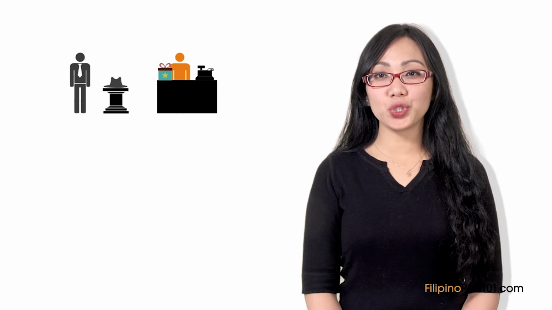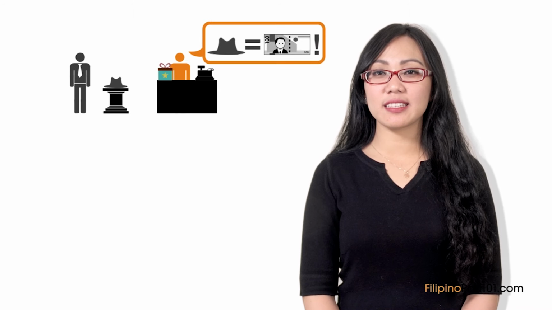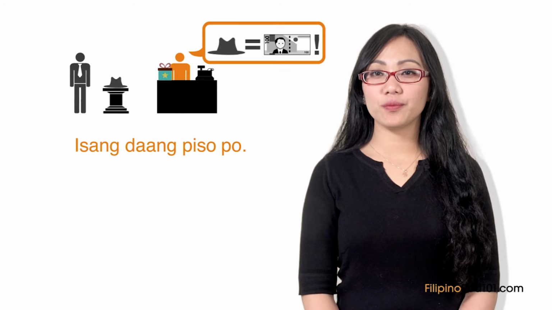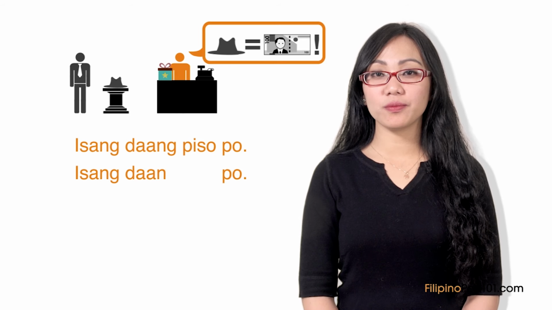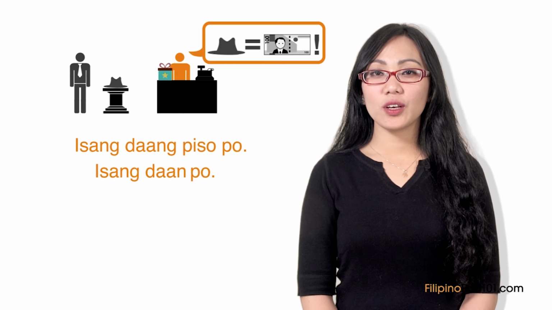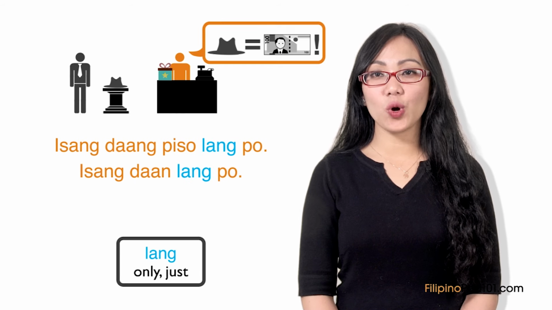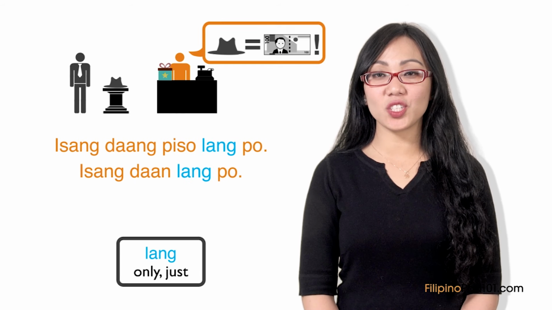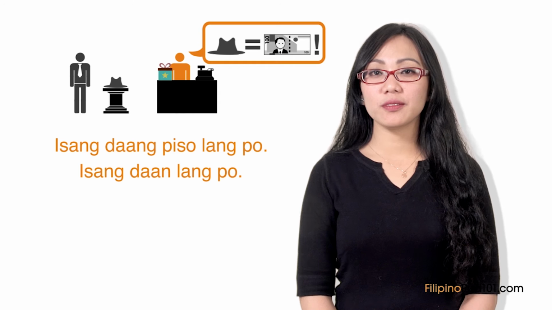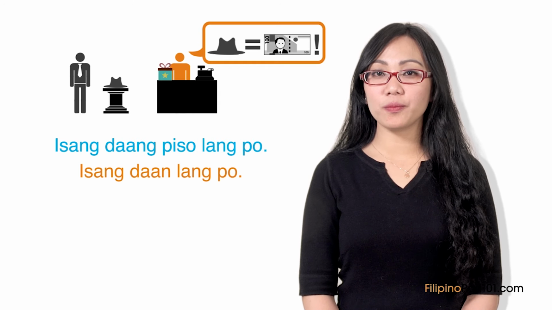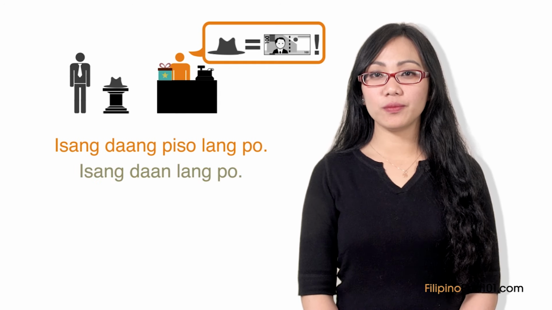The shopkeeper will usually answer by simply saying the price. 100 piso po. Or even the price without the peso. 100 po. You might also hear them use the word lang, meaning only, or just, to imply that the price is cheap. For example, 100 piso lang po. 100 lang po. What is 100? I'm not telling you. Okay, it's 100. The hat costs 100 pesos.